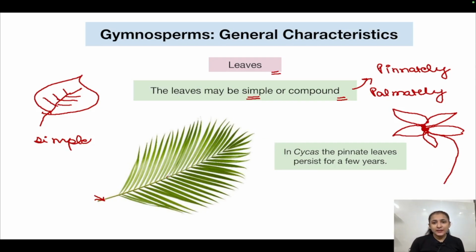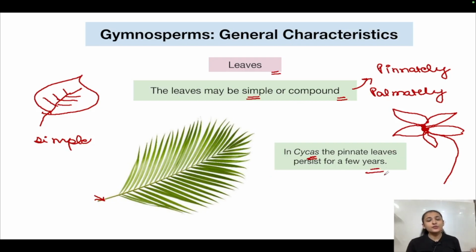This pinnately compound leaf is seen in cycas. That is why it is used for various ornamental purposes also, in landscaping. Landscape architects use cycas for landscaping because their leaves have a very long lifespan, and they look very beautiful, these pinnately compound leaves.